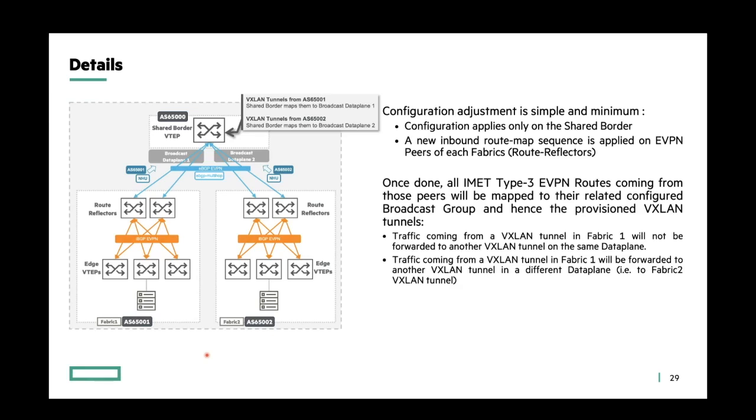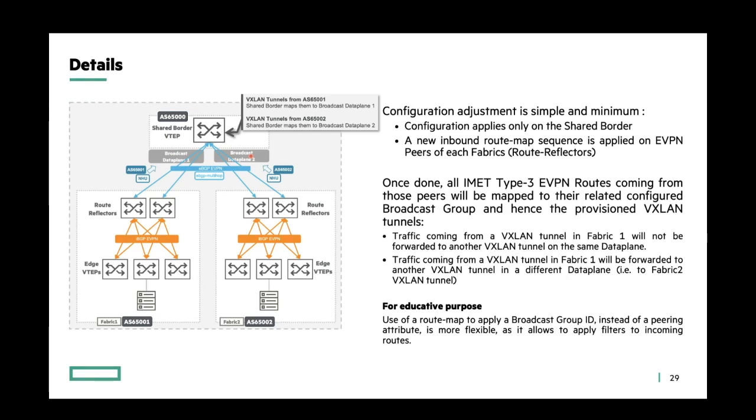If we look at the diagram on the left, it means that all traffic coming from a VXLAN tunnel in fabric 1 will not be forwarded to another VXLAN tunnel on the same data plane, so on the same fabric. But on the other side, traffic coming from a VXLAN tunnel in fabric 1 will be forwarded to another VXLAN tunnel in a different data plane, so in another fabric, because you can see here that we have two different broadcast data planes. Fabric 1 is attached to this broadcast data plane, and fabric 2 is attached to this broadcast data plane.